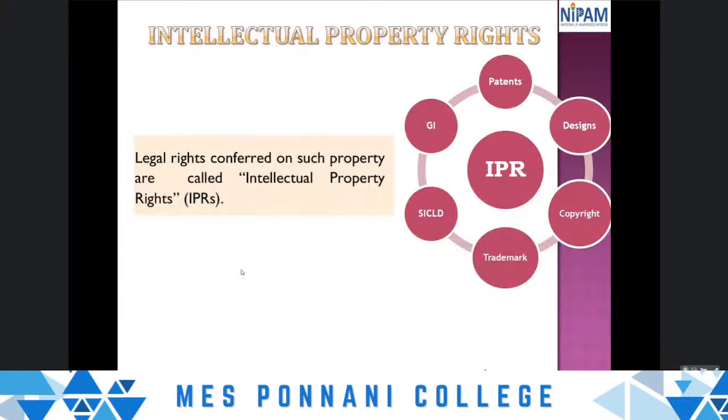So what are intellectual property rights? These are the legal rights that are conferred on such intellectual property. Once you create something using your intellect, you automatically get some legal rights over your creation. These rights are called intellectual property rights. Not all of these IPRs are automatic in nature. Some of them you need to register. Some of them you need to obtain a registration. Only then you can be called the rightful owner. So while discussing the different types of IPR, we will see which of these IPRs are automatic in nature and which of these IPRs need to be registered.